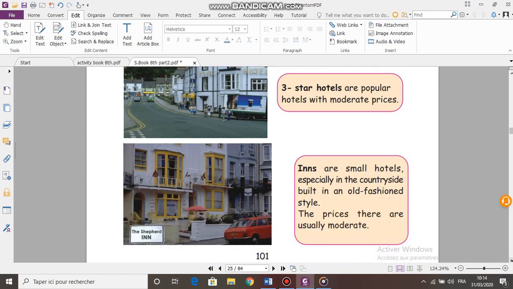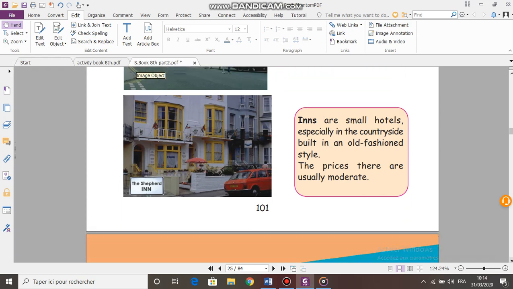The second one, this is the picture. These are some inns. The singular noun is inn. Inns are small hotels, especially in the countryside, built in an old-fashioned style, so this is not modern. The prices there are usually also moderate, which means not excessive, not expensive.